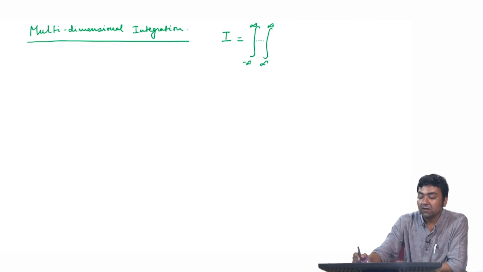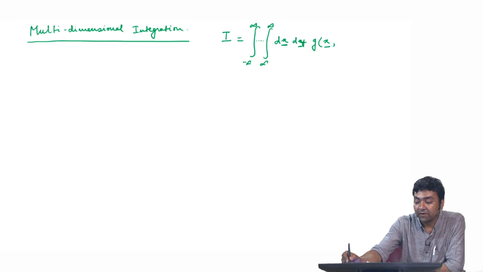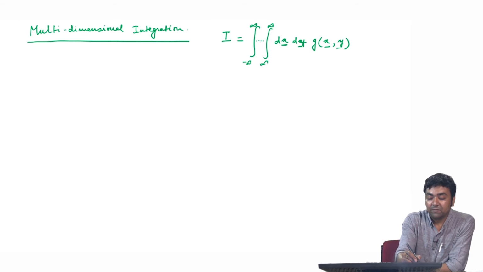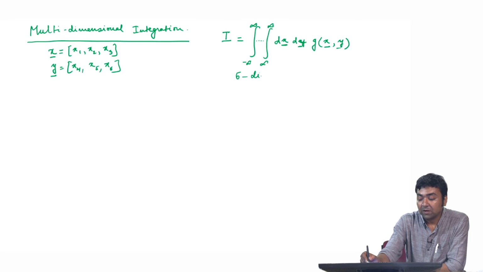So, this is a multidimensional integral, where I have these vector quantities dx and dy. Remember, these are vectors, so each of them has 3 components. And then I have a function which is a function of x and y. So my x vector contains x 1, x 2 and x 3, and my y I write in this form: x 4, x 5 and x 6. So this is a 6-dimensional integral.